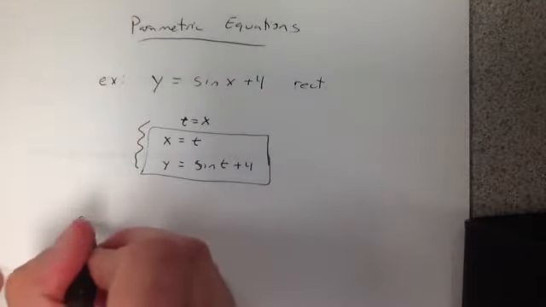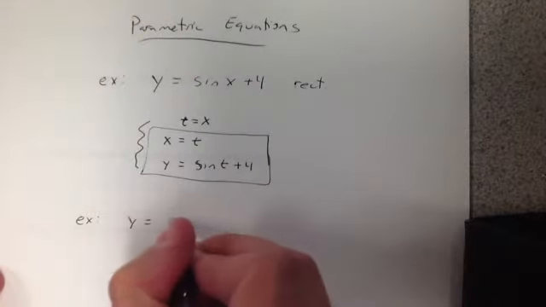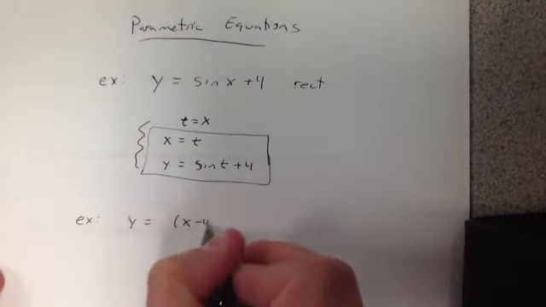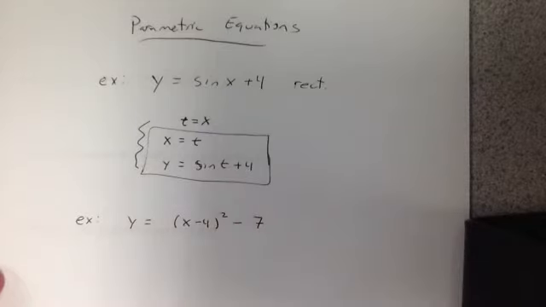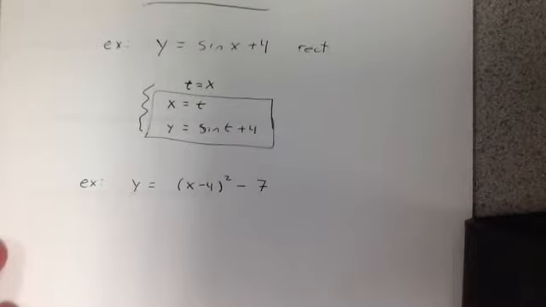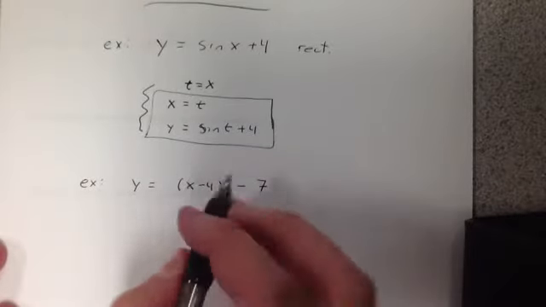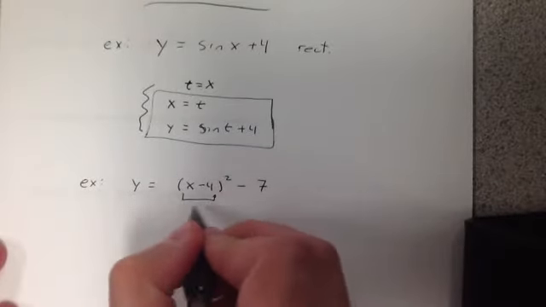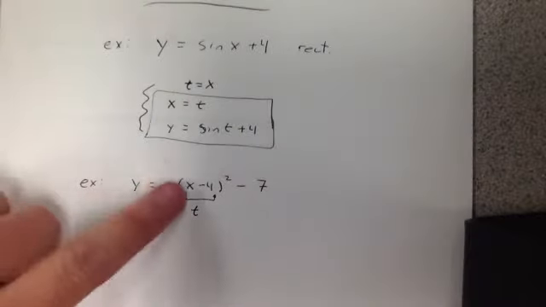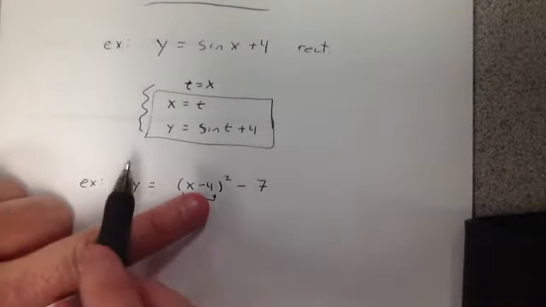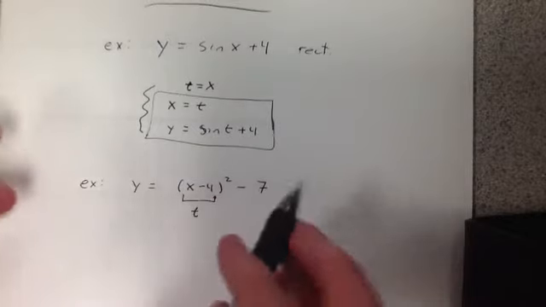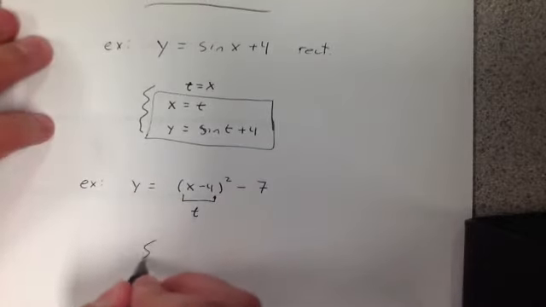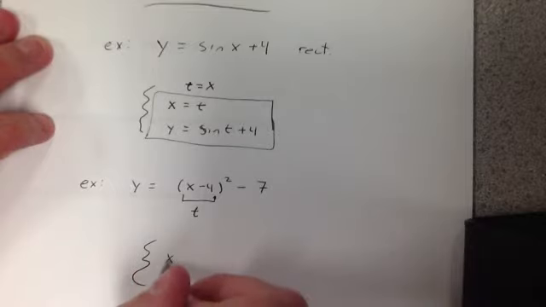Let's take a look at maybe another example. For example, a parabola. y equals (x minus 4) squared minus 7. What we can do here is let x be t, and then your parametric is x equals t, y equals (t minus 4) squared minus 7. But sometimes, especially for parabolas, we want to make it a little bit easier, a little bit simpler.